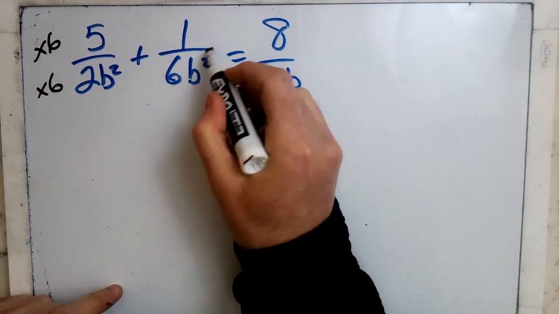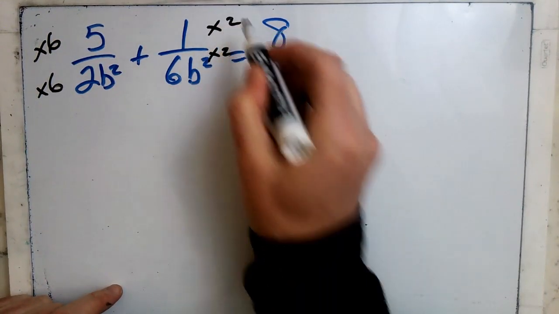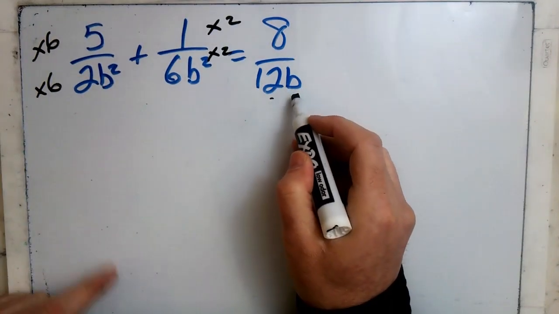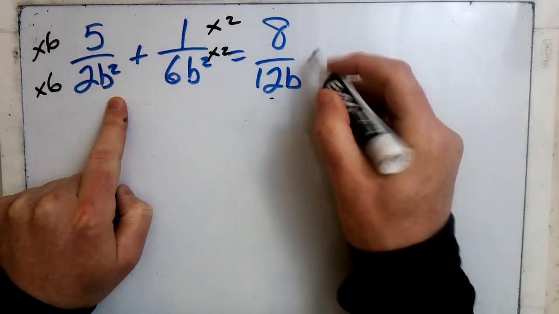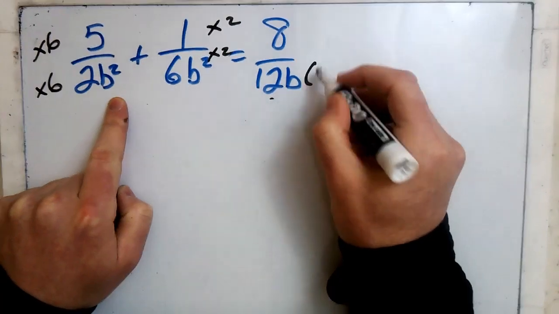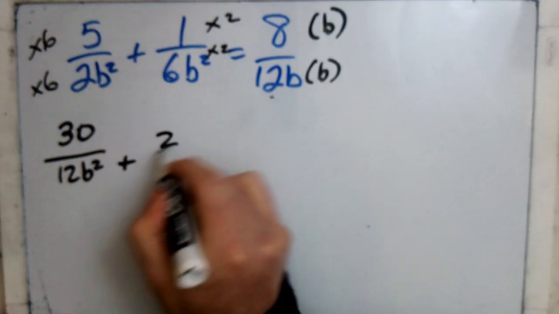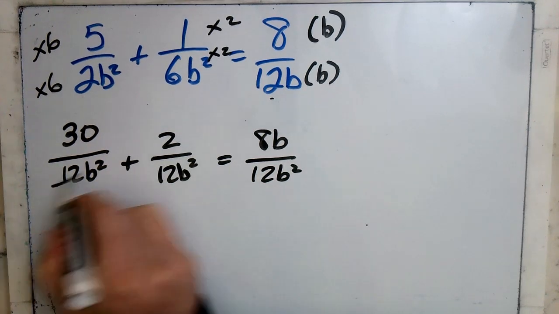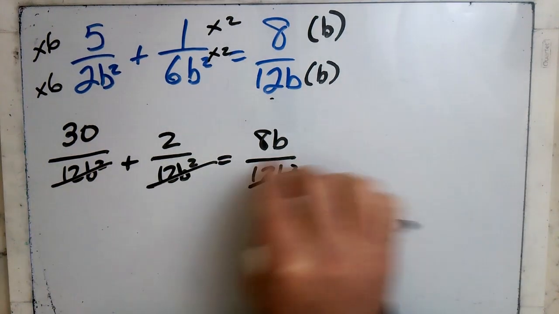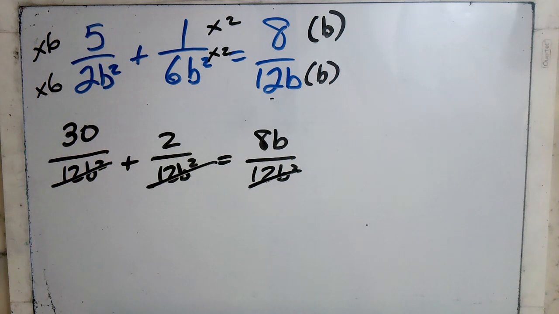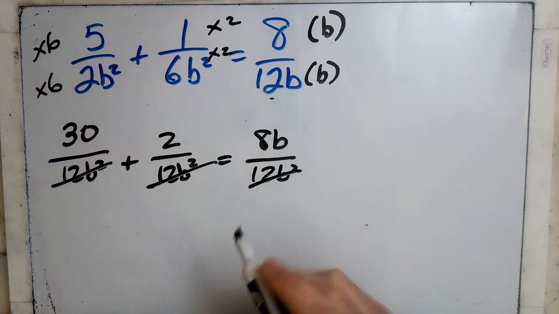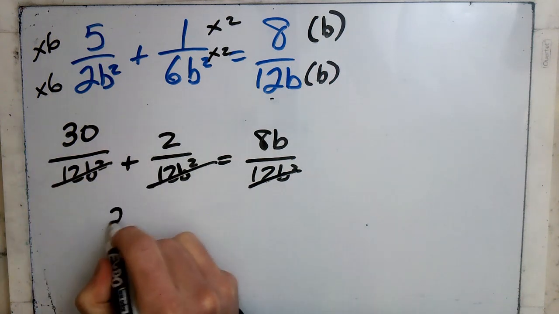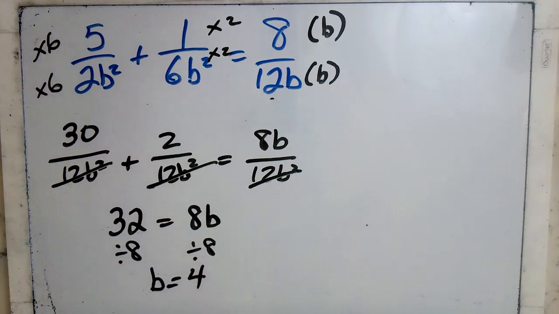This one multiply by 2. And this one is missing a b. These other two have b squared. So I am going to common denominators, I'm going to get rid of them. I'm multiplying every term by 12b squared, and they cancel. 30 plus 2, and I get my answer.